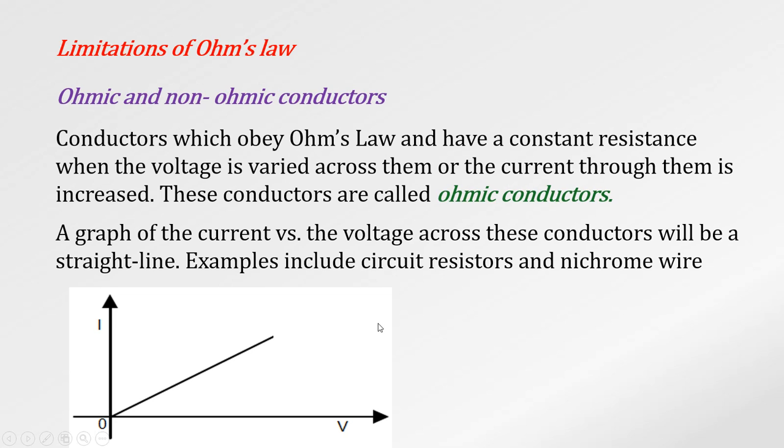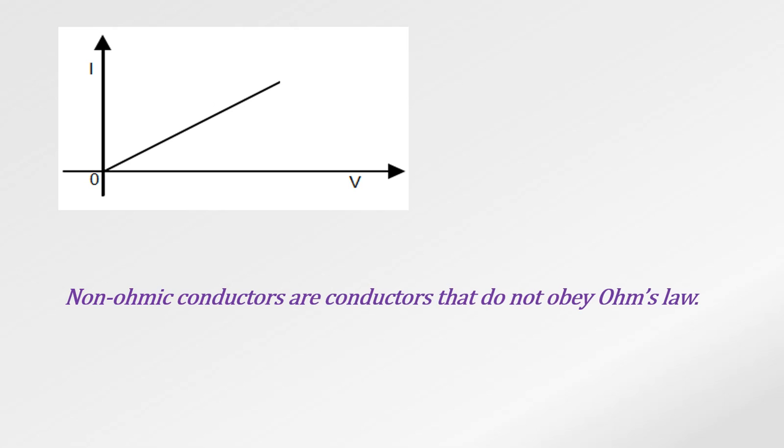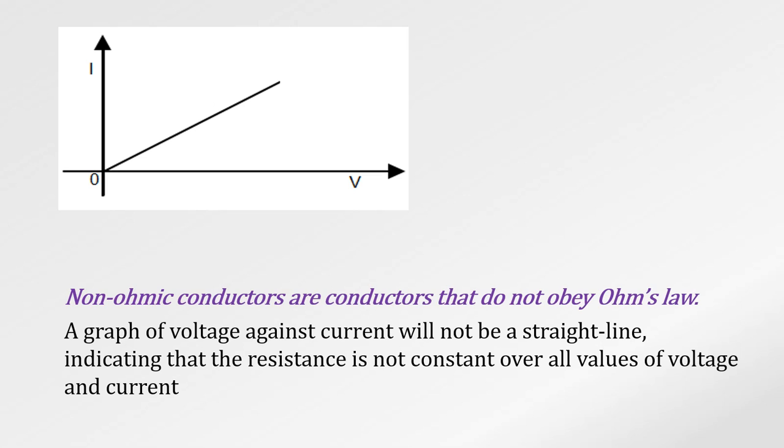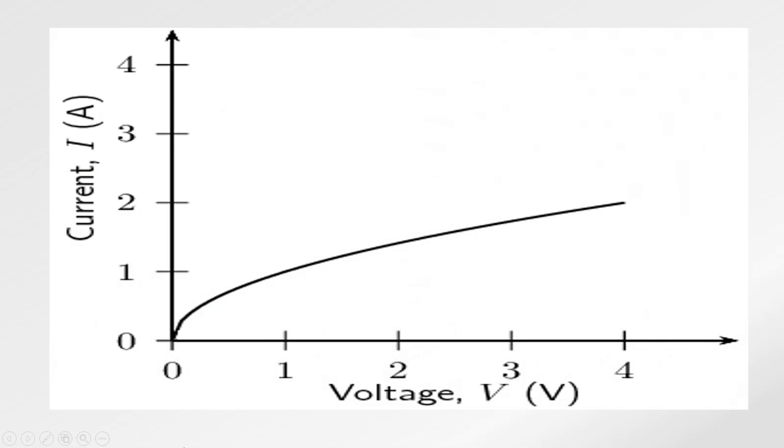However, not all conductors obey Ohm's law, and those that do not obey are called non-ohmic conductors. When you plot a graph of I against V for these conductors, it is not a straight line through the origin. It is a curve like this one here. So you can see that this is a curve instead of a straight line like the one we saw above.